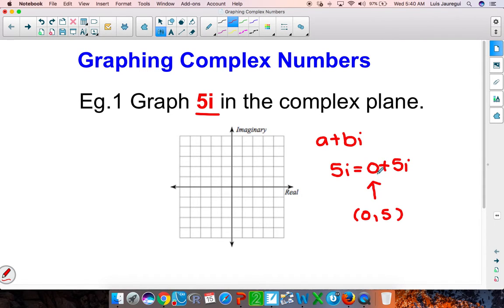The reason for that is that we have 0 units in the real axis and 5 units in the imaginary axis. So if you go here to your plane, we're going to start at 0 in terms of the horizontal axis, and we're going to go 5 units up so we can plot our number there. Notice if we go by ones here, that will be our number 5i.